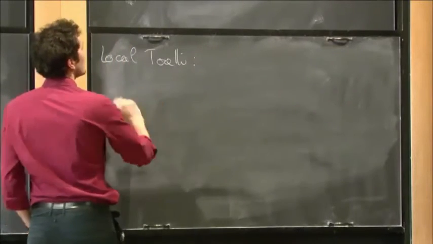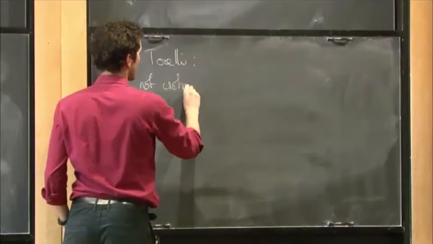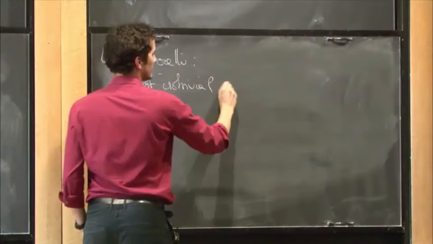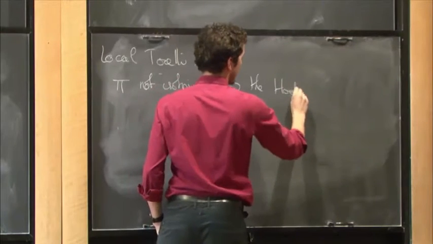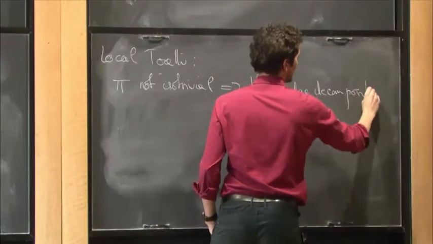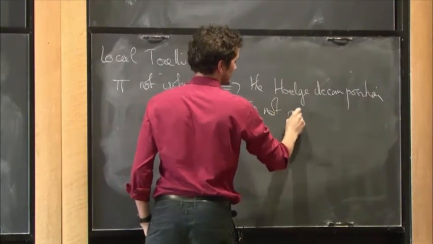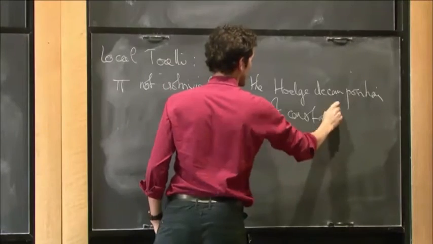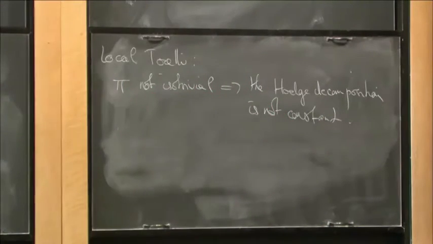And then the last thing that I need to recall is the local Torelli theorem for K3s, that since pi is not isotrivial, this implies that the Hodge decomposition above is not constant. This is the only thing that we need.